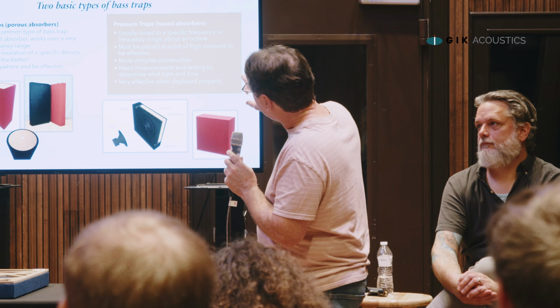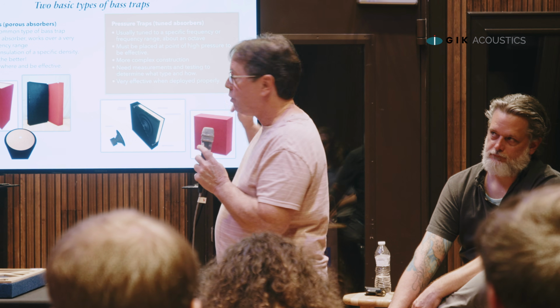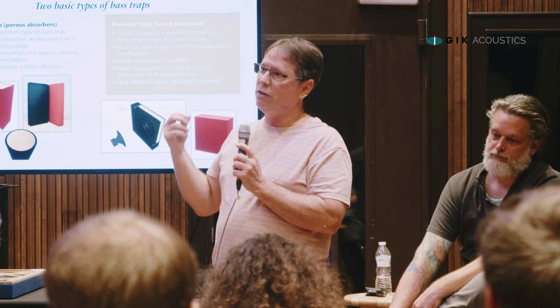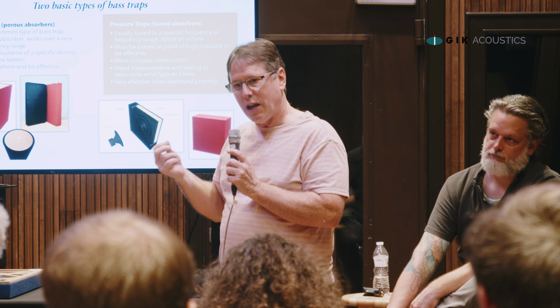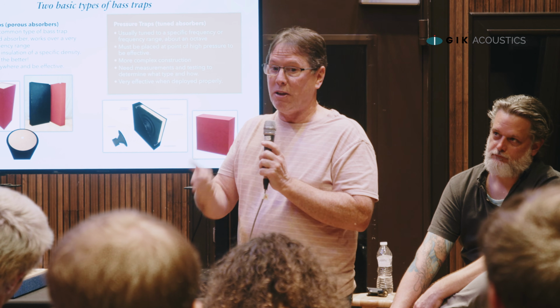Now, there's another type of bass trap called a pressure trap. Remember I talked about how we had velocity and then it hits the wall and it stops. Now we've got pressure. Well, a pressure trap works on that energy when the pressure is up and the velocity is down. They're incredibly effective when implemented properly. The difficulty is that implementing properly just takes a little more knowledge and a little more testing and a little more specificity to use them right.